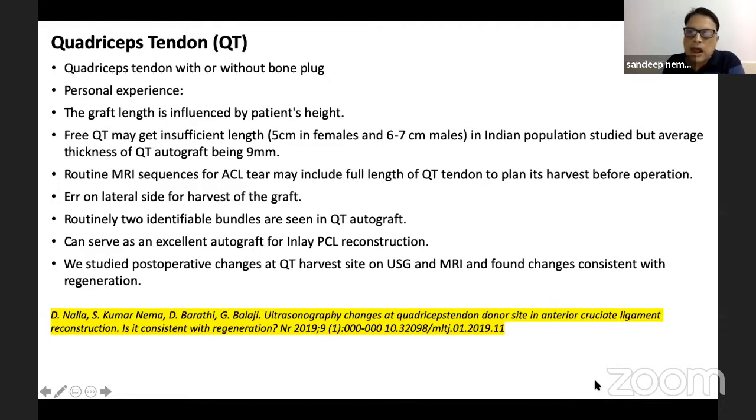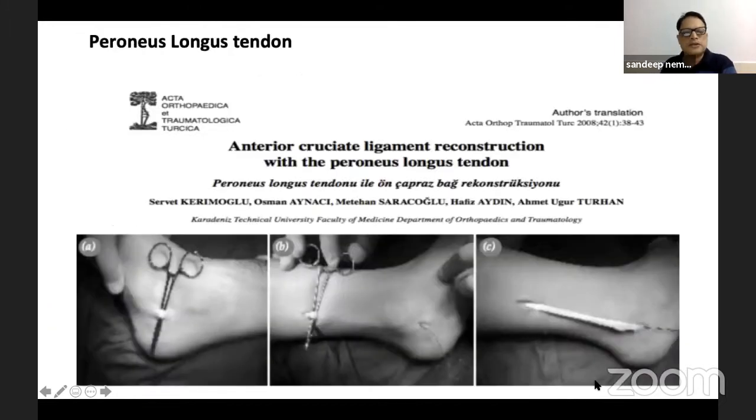But obviously, you will have to routinely image the tendon, and then you will have to find out its length, and then subsequently you can plan it. Okay. So this is in short our experience about the quadriceps tendon.